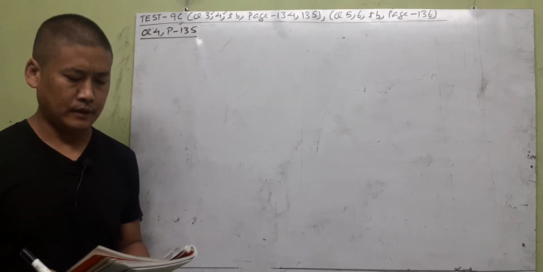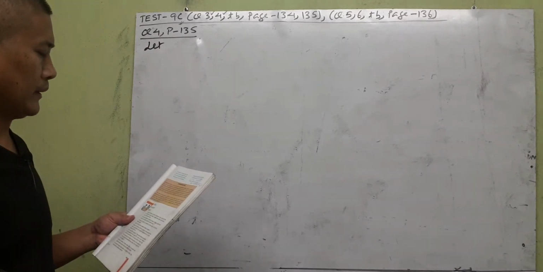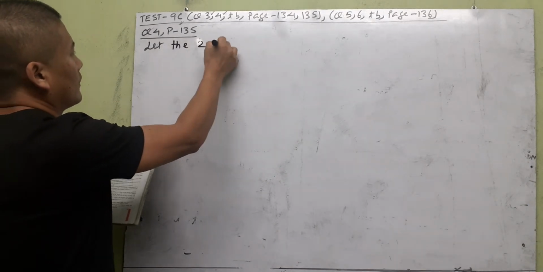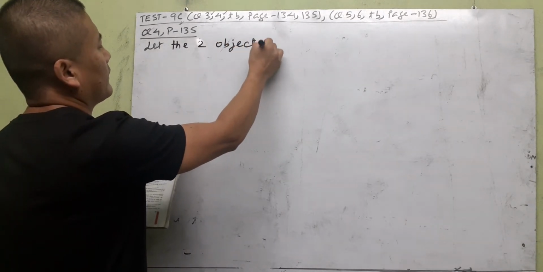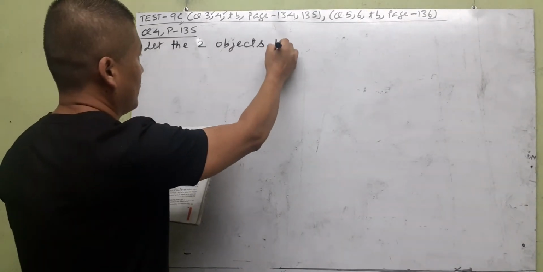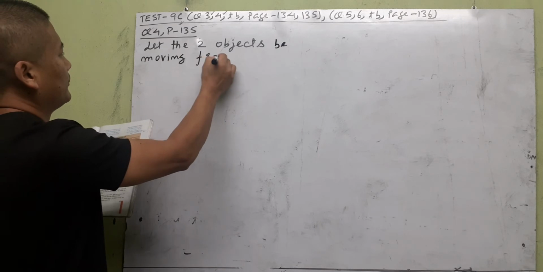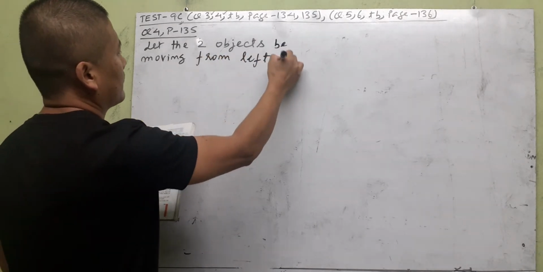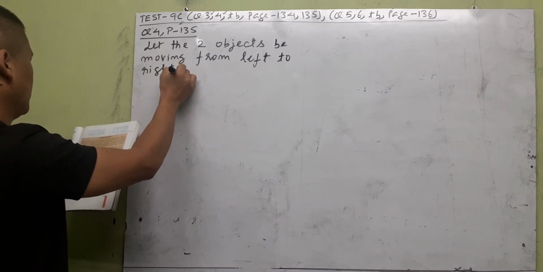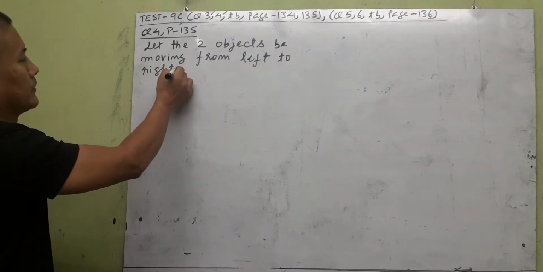Two objects of masses 100 and 200 grams moving along the same line and same direction. So let the two objects be moving from left to right. This is not a hard and fast rule, but writing like this helps us to understand. Along the same line, same direction, the question is saying, moving from left to right.